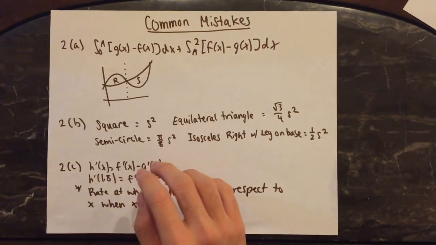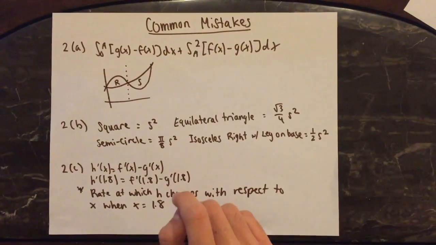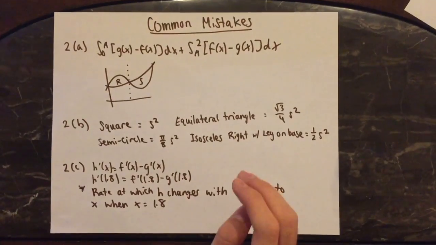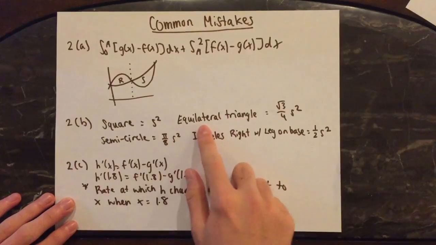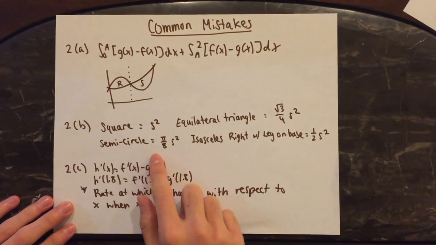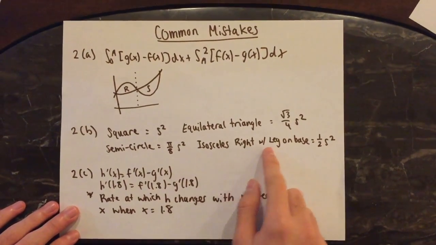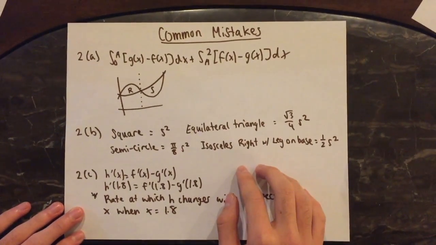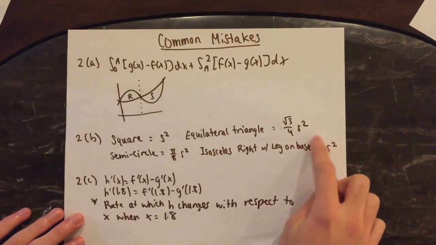So part B was asking to find the volume of the solid using square cross sections perpendicular to the x-axis. Now people make mistakes on using the correct cross-section formula. Remember that square is s squared. Equilateral triangles are root 3 over 4 s squared. Semicircles is pi over 8 s squared. And isosceles right triangles with legs on the base is 1/2 s squared. Now there's a few more formulas out there, but it's good to know the different formulas for each shape.